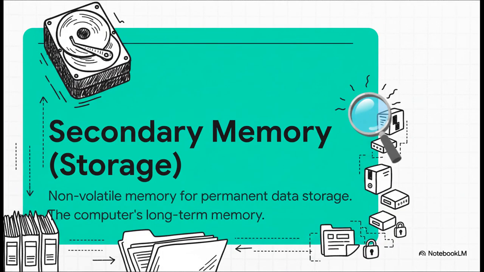For anything you want to keep permanently, you need secondary memory, your storage. This is the computer's long-term memory, its digital filing cabinet. This could be an older, spinning hard drive or one of the newer, crazy-fast solid-state drives. The main thing is it's non-volatile. Your files are safe and sound, even with the power off.